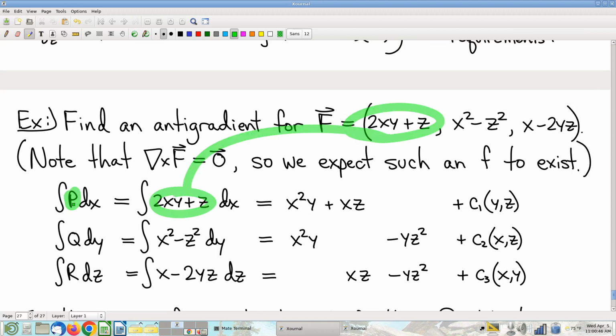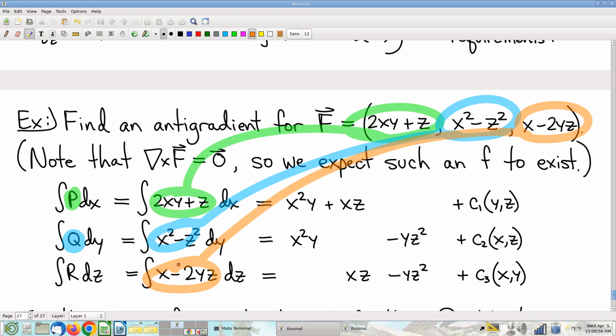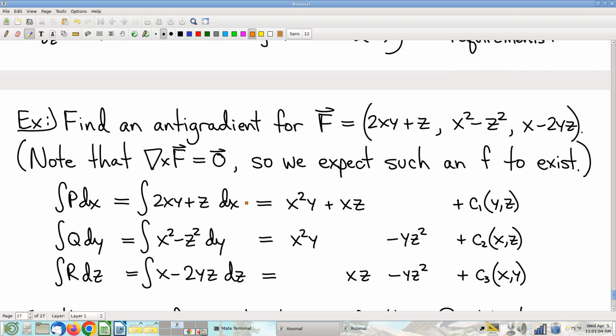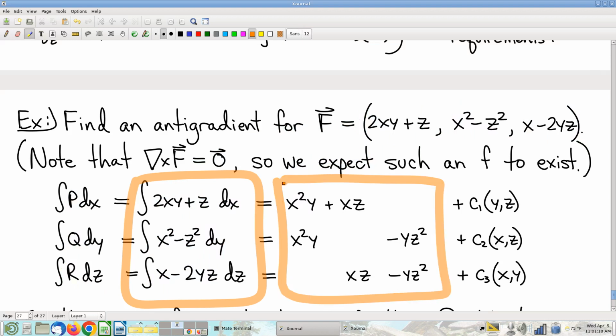We have to take the x antipartial of the first coordinate, the y antipartial of the second coordinate, and the z antipartial of the third coordinate. There we go. These are my antipartials I need to compute. They're just polynomials, nothing to it. There's my easy antipartials, right?